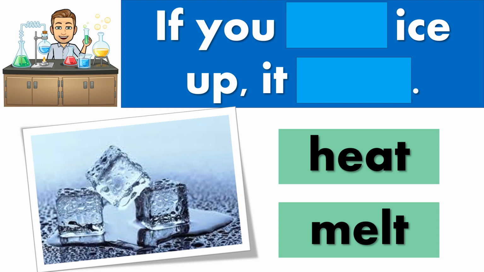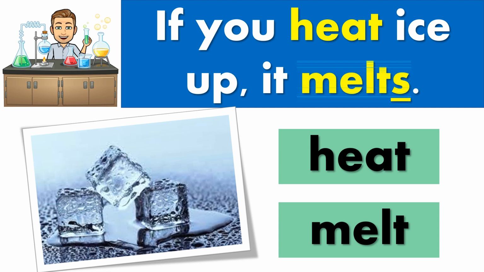Okay, now heat is the first verb we would use. So if you heat ice up, now with you, we don't need the S on the verb. So it's just heat. Now with it, we do need an S on the verb, so melt should turn into melts. Now say the sentence after me. If you heat ice up, it melts.